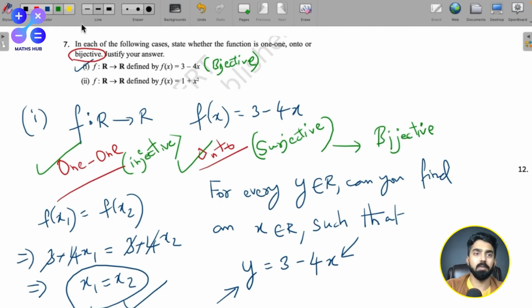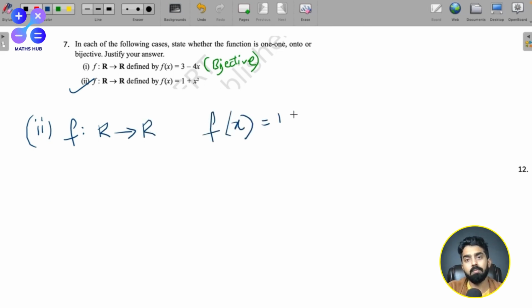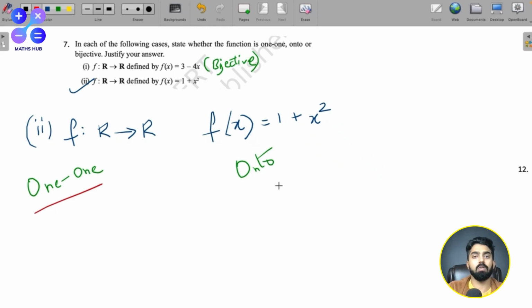Awesome. Let's go to the next one. Great. So in the second one, we have a function defined on the set of real numbers to real numbers, defined by f of x equals 1 plus x square, right? So again, the usual drill, is it one-to-one? Is it onto? Or is it both? Let's check.